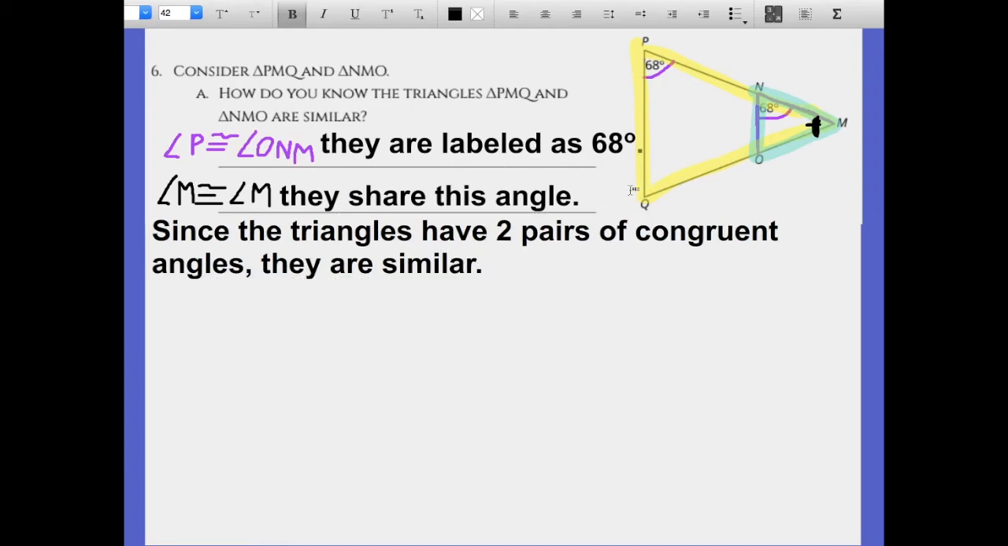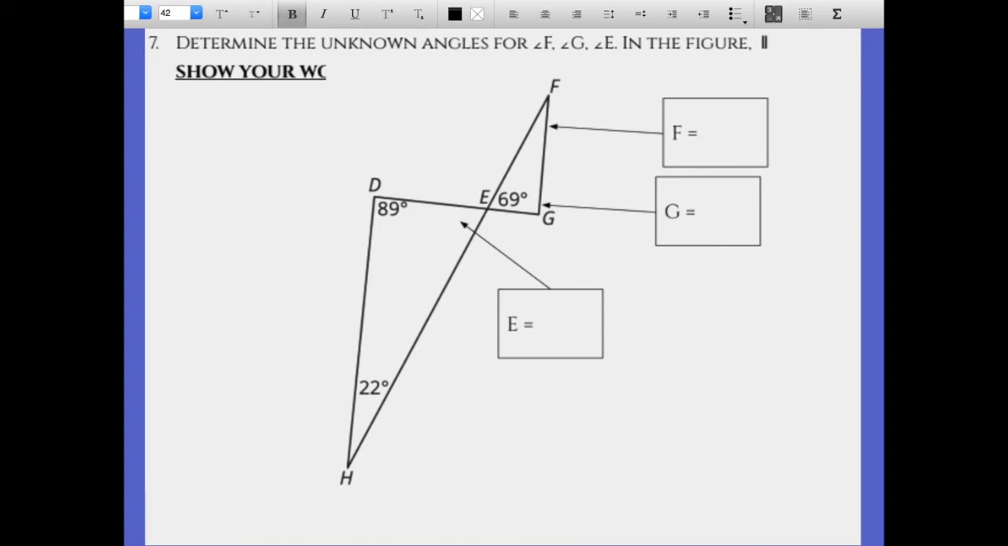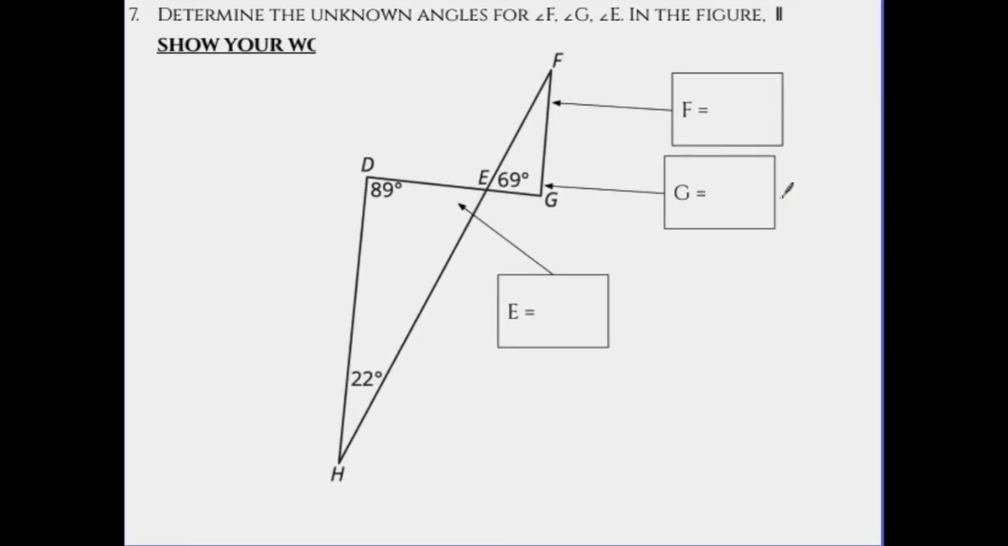Because from there, those last two angles are going to be congruent, but we need to do the least amount of work possible by showing only two of the angles are congruent, because the third obviously will be. All right, number 7. So we got a big diagram here. We're trying to show the unknown angles for F, G, and E. And I think this was a little typo here, but we're trying to say that these lines are parallel. This GF is parallel to HD. So that's what we should have marked there.